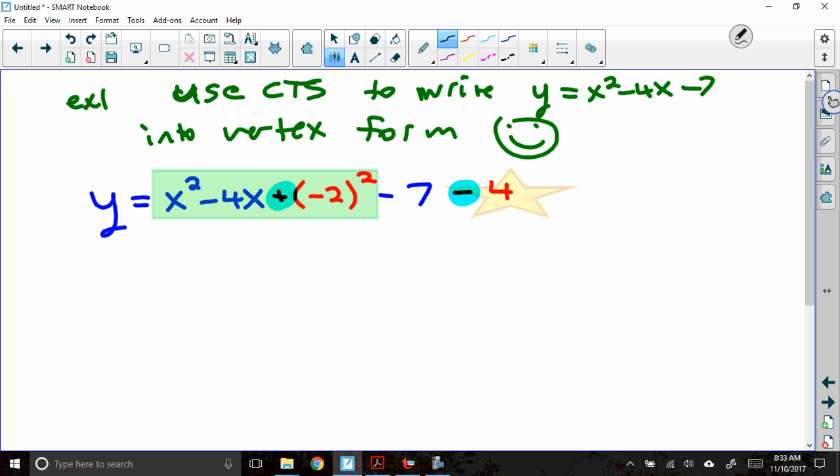But watch this. So we got y equals, what's our binomial squared going to be? x minus 2, the quantity squared, right? And what's minus 7 minus 4? Minus 11. We're done. That's it.